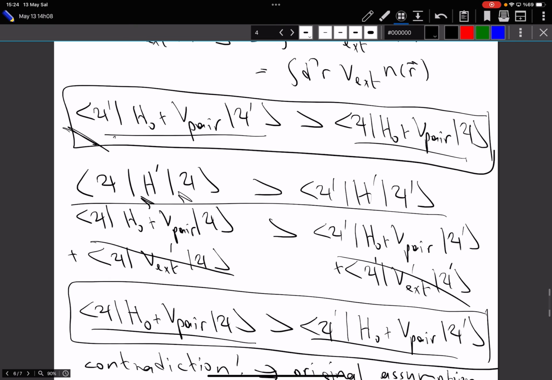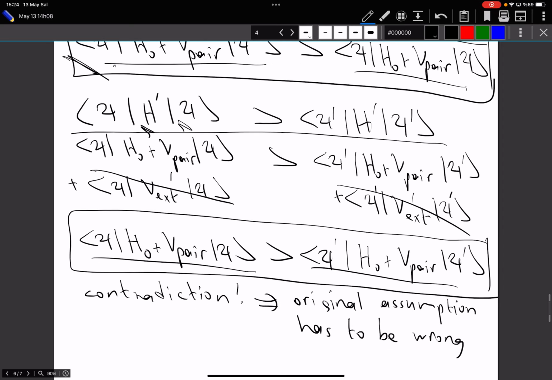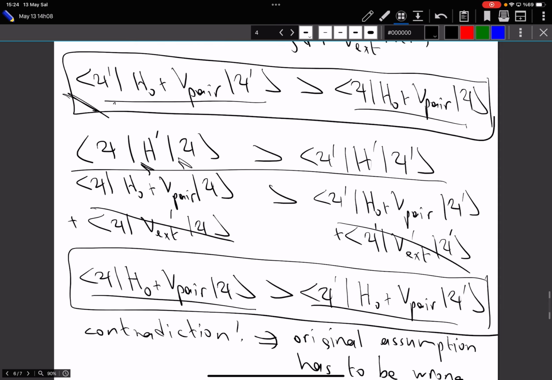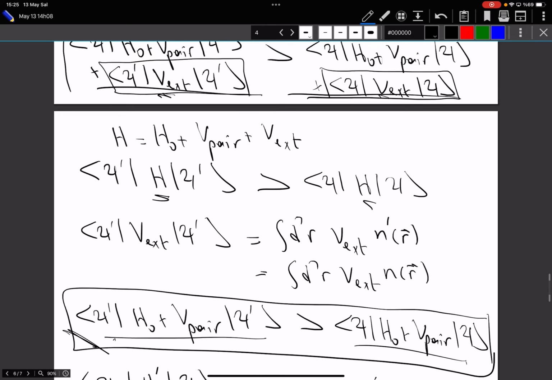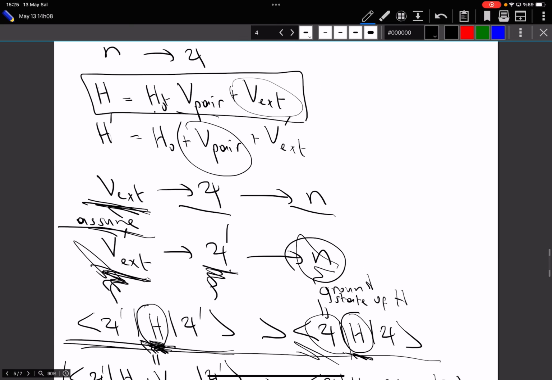But H prime also has this H0 plus V pair. That is universal. For n electrons, V pair is just a pairwise interaction between the electrons. That's the same as long as you stick with the electrons. And again, since the densities are equal, the matrix elements of the external potential V prime are equal to each other. So I obtain the opposite inequality. Before I obtained one inequality, now I obtain the opposite inequality, which cannot be true. So my initial assumption that there exists a different psi prime corresponding to the same number density should be wrong.